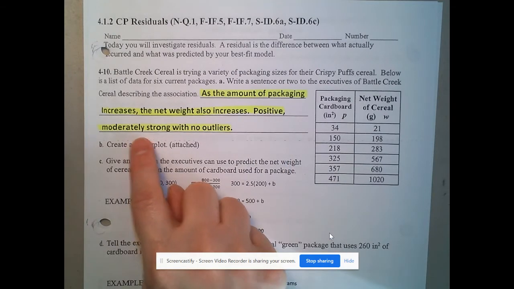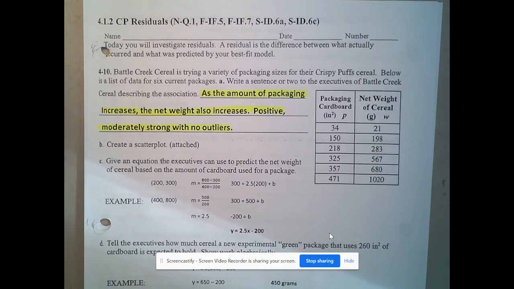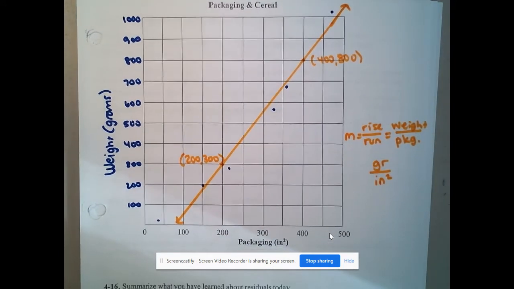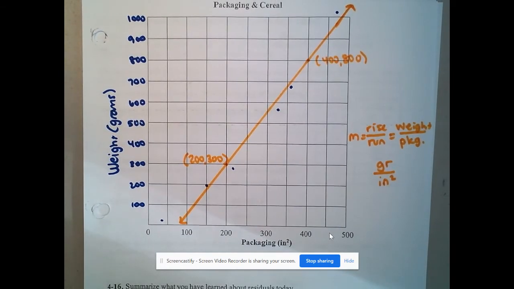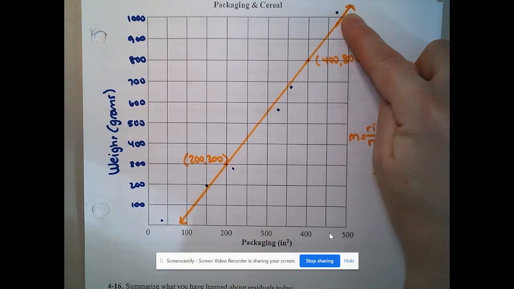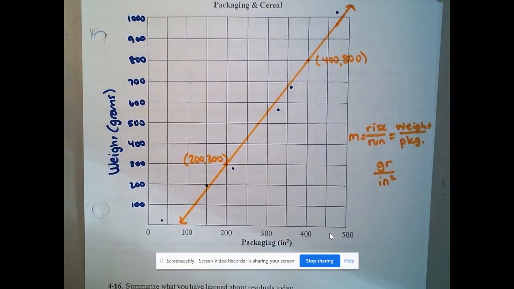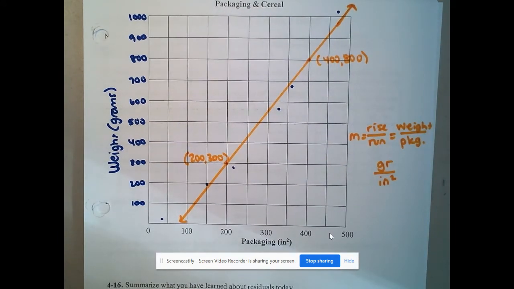That makes it a positive association or positive slope. Now, I wrote moderately strong with no outliers. And in order to know that, you would need to create a scatter plot. So attached, you have a blank scatter plot. And what I did was I filled mine in so that you could see sort of what I was predicting. I had packaging along the bottom, that was already there. Weight in grams, I counted each square to be worth 100. I did need one that was way down here at 34, and then I needed another one up here at 1,020.